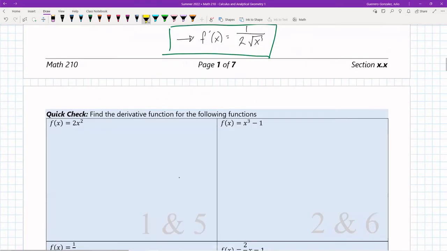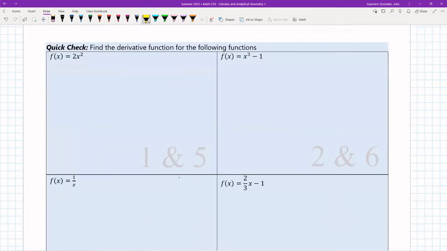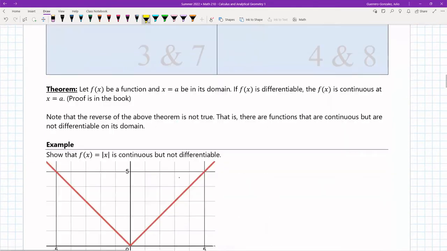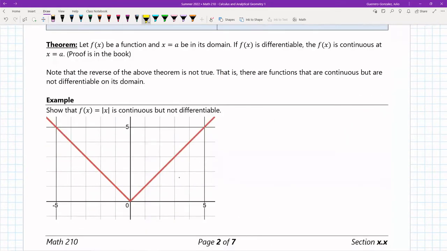So what comes up next is quick checks. I'm pretty sure if you guys have done the quick checks from before, these should look familiar. You guys are actually going to be finding the derivative functions for equations that you've been playing around with for quite some time. So let me go ahead and move on to the theorem.